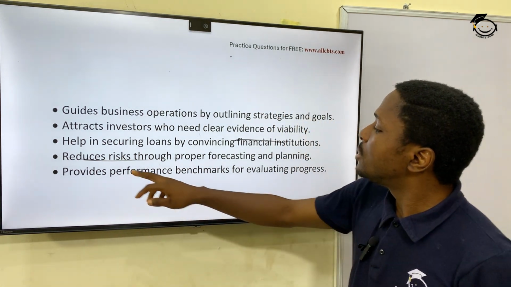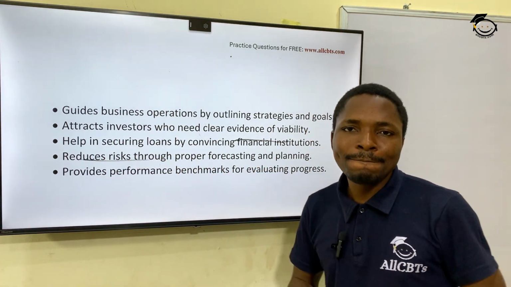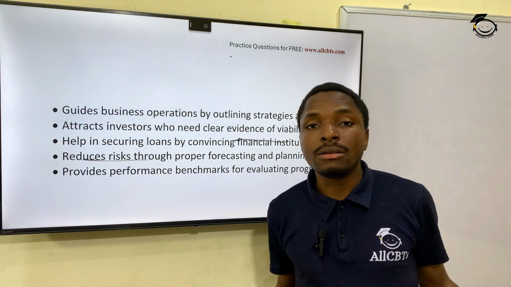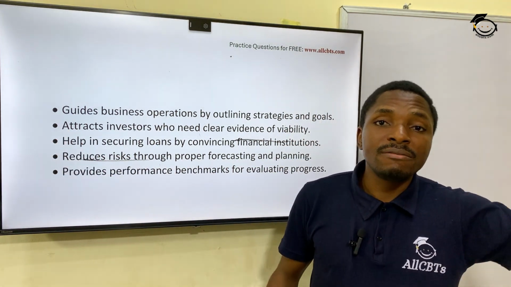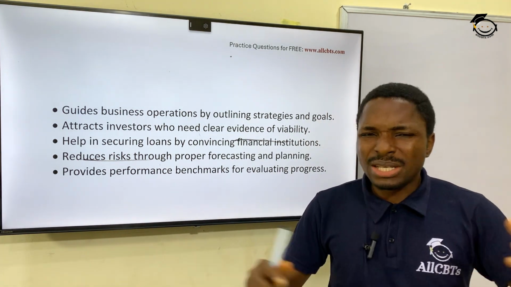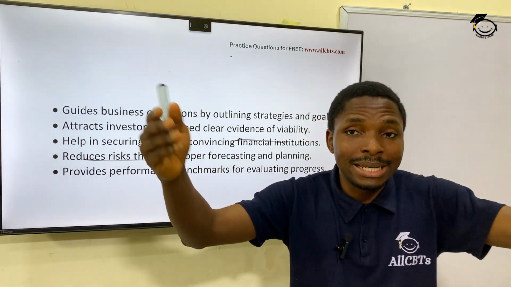And then 4th, it reduces risk through proper forecasting and planning. Yes, because you have a proper plan, a grand plan of 2 years, of 3 years, of 5 years, of 10 years in the form of a business plan, you don't just do things haphazardly. It reduces the risk because there is planning ahead.